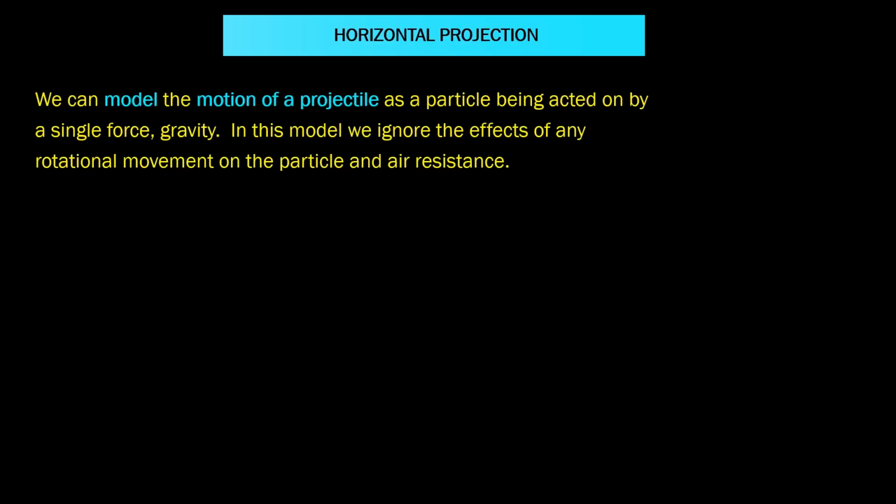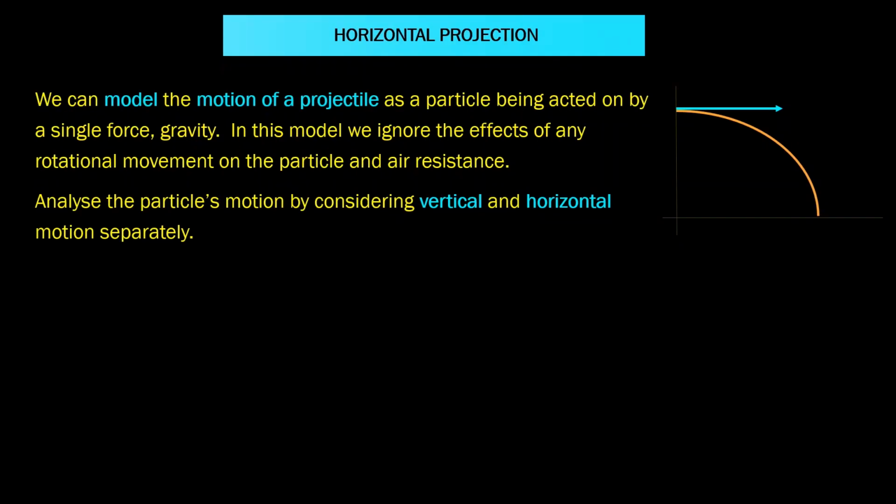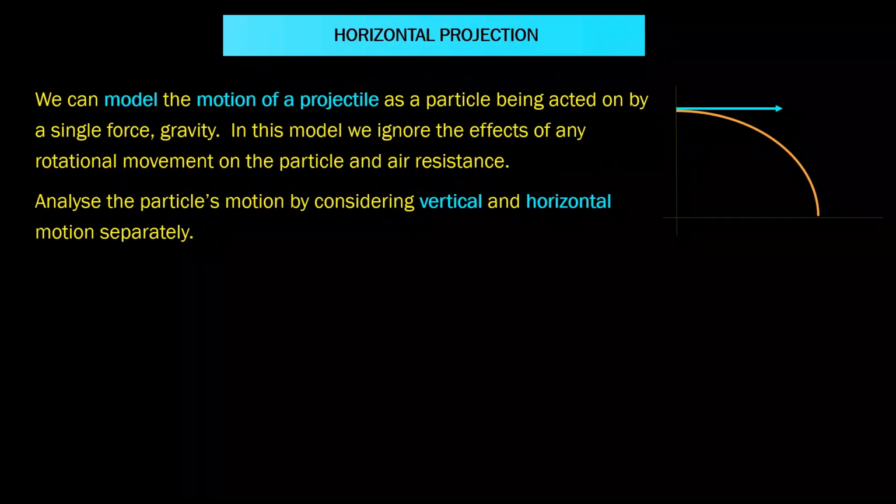We can model the motion of a projectile as a particle being acted on by a single force, gravity. In this model, we ignore the effects of any rotational movement on the particle and air resistance. Consider this diagram, where a particle is being projected horizontally. We analyze the particle's motion by considering vertical and horizontal motion separately.